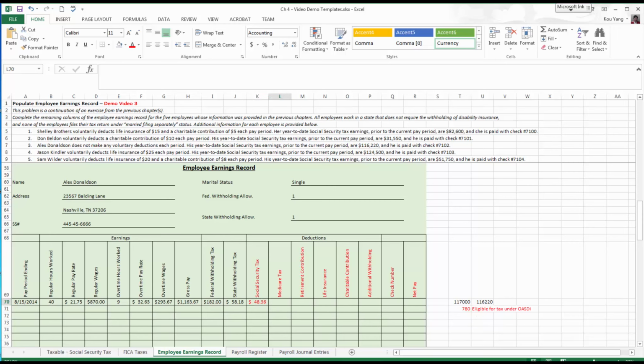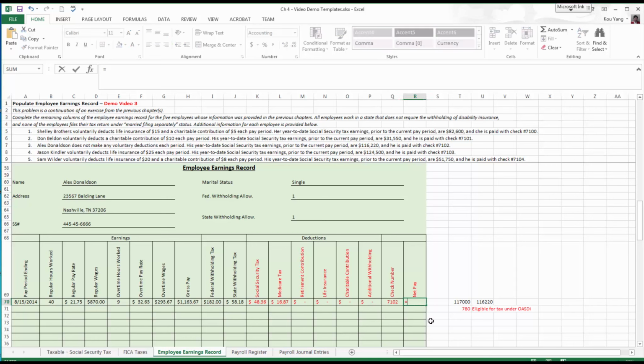Medicare tax. Okay, remember there is no cap for Medicare, and Alex has not earned enough for the employer to impose the extra tax. So basically, I'm just going to round his gross earnings times 1.45% to 2 decimal places for a total Medicare tax of $16.87. There is no retirement contribution that we know of, or life insurance, or charitable contributions, or any additional withholdings. And his check number then is 7102.